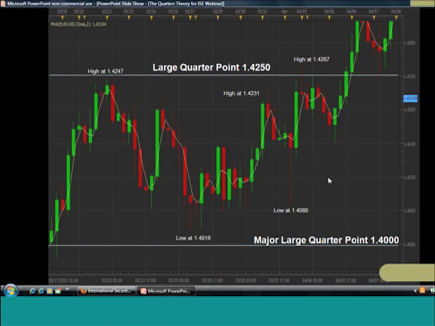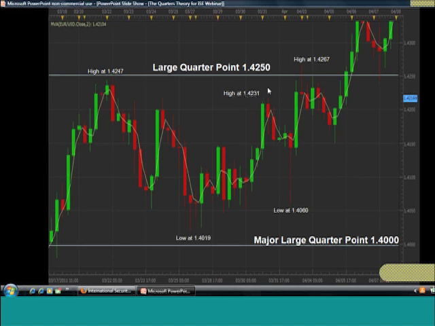In a previous example, let me move to that slide again, I showed you exactly that type of price move. We move here, we complete the quarter, we reach as high as 1.4247. Prices don't break above the large quarter point, they stay below 1.4250, then they start working on a quarter back to 1.40. They reach as low as 1.4019, complete the quarter to 1.40, never break below 1.40, they stay in that range of that quarter.